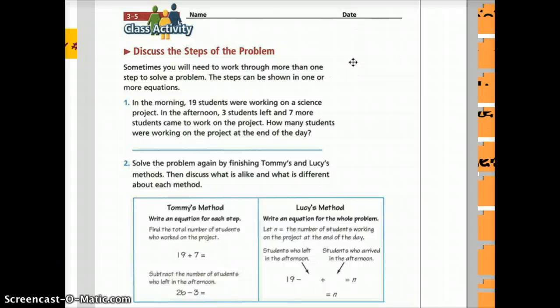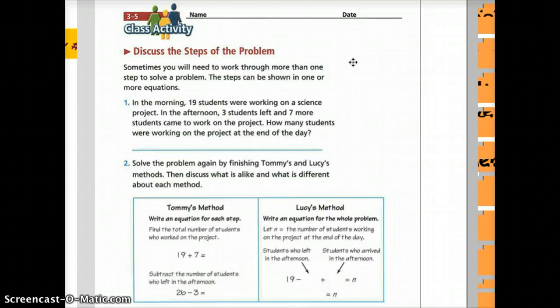Sometimes you will need to work through more than one step to solve a problem. The steps can be shown in one or more equations. Let's look at number 1. In the morning, 19 students were working on a science project. In the afternoon, 3 students left and 7 more students came to work on the project. How many students were working on the project at the end of the day?